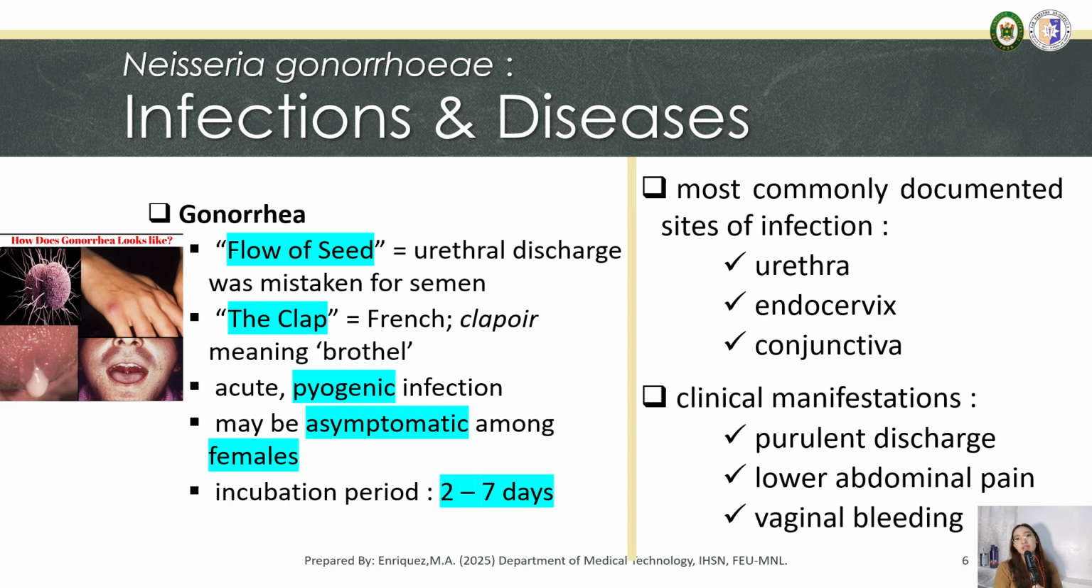Gonorrhea is mainly transmitted through sexual contact, and listed here are the primary sites of infection. So, gonorrhea has a short incubation period of approximately 2 to 7 days.